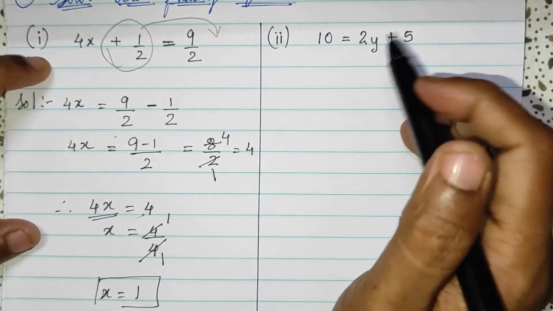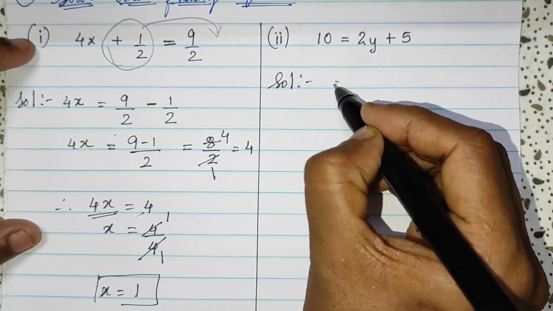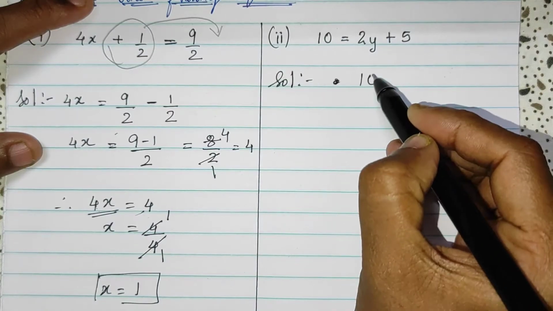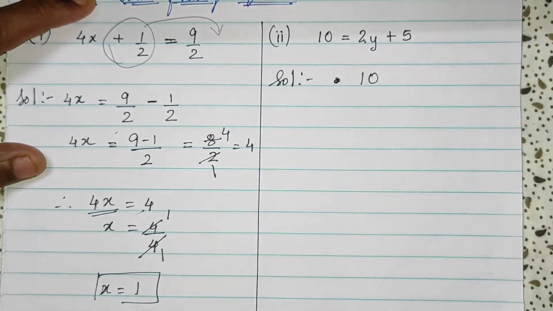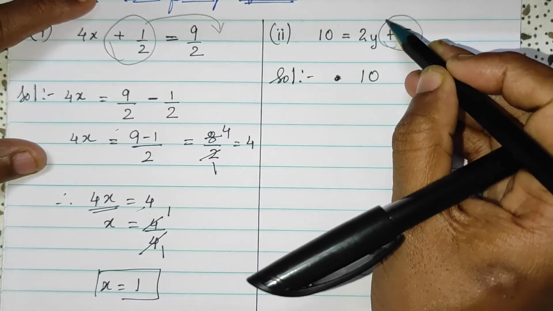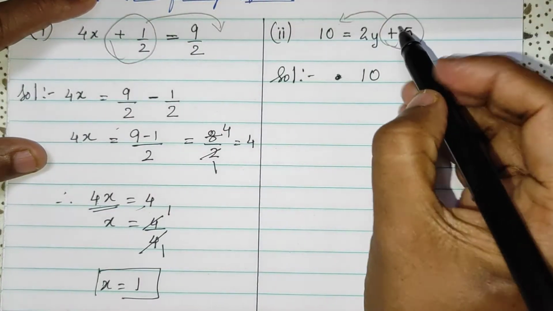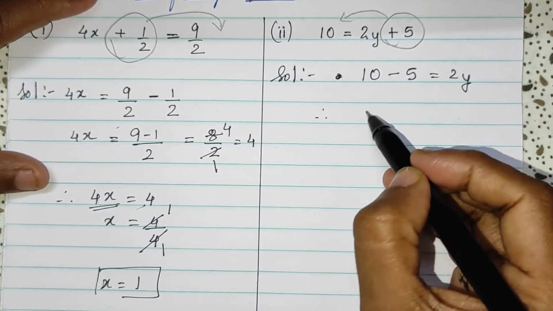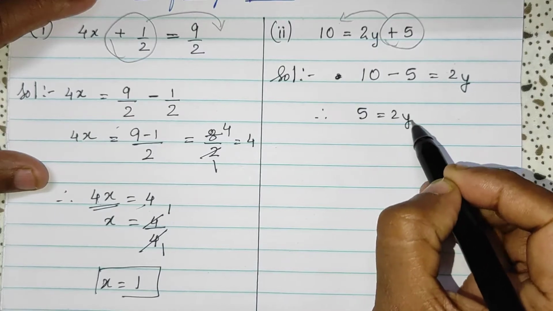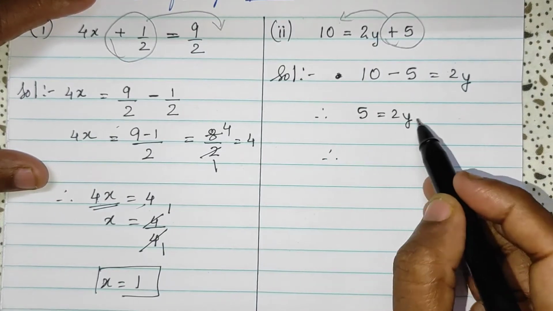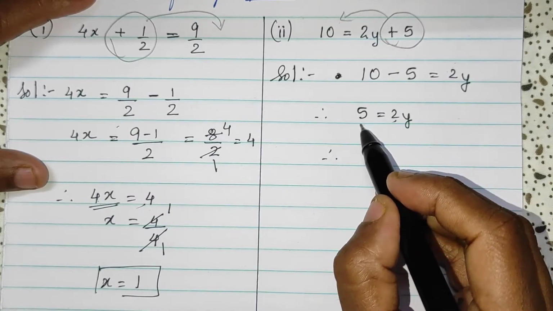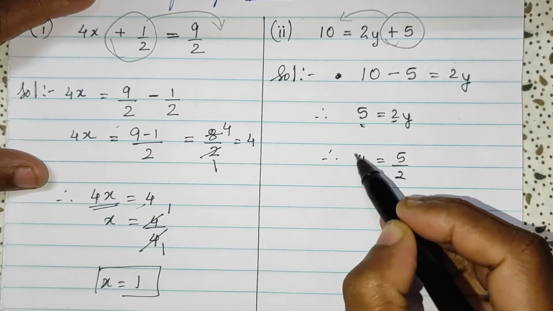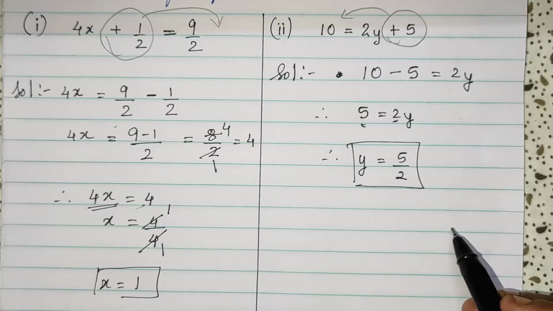Let's see our second sum. Solution. Here you have 10 equals to 2y plus 5. So what you do, this plus 5 you bring here. So plus 5 becomes minus and 2y will be as it is. So 5 equals to 2y. So then now what you can do, this 2 will come here in the denominator. So 5 upon 2. This is your answer.